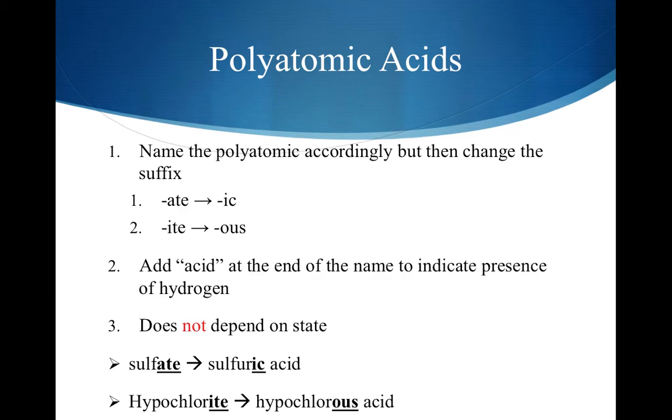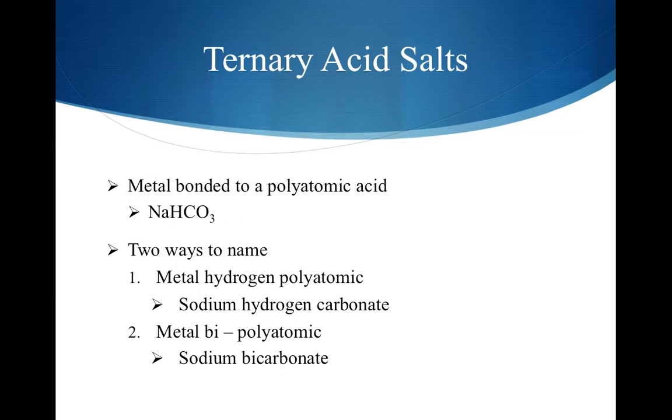So then we transform ate into ic, ite into ous, and we add the word acid at the end. It does not depend on state. All of these are changed. It's not hydrogen sulfate; it doesn't matter. You automatically turn ate into ic and add the word acid. So the sulfate ion becomes sulfuric acid. Hypochlorite becomes hypochlorous acid, right?